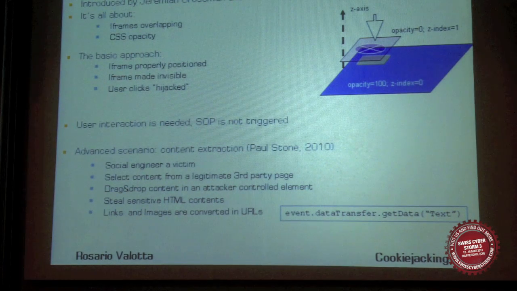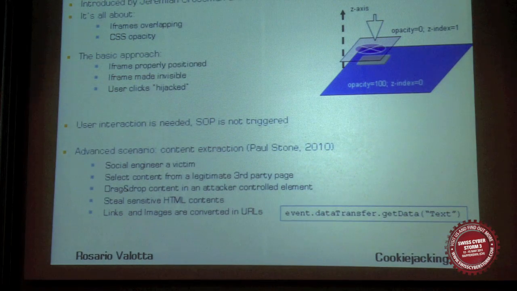So, when a victim tries to click over the button, it's actually not clicking on the button, but it's clicking on the frame, so on some other resource that is contained in the frame. Okay? So you are in some way forging some clicks. What kind of attacks can you do with this approach? Cross-site request forgery and drag-and-drop attacks, for instance.